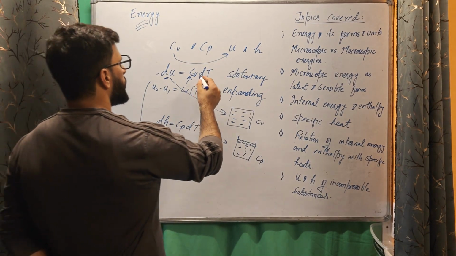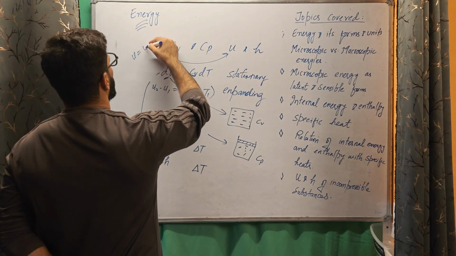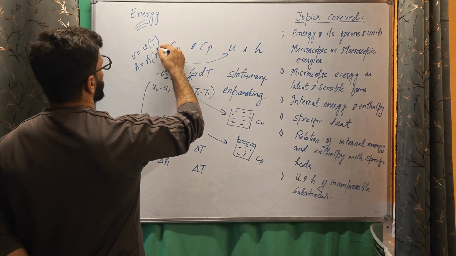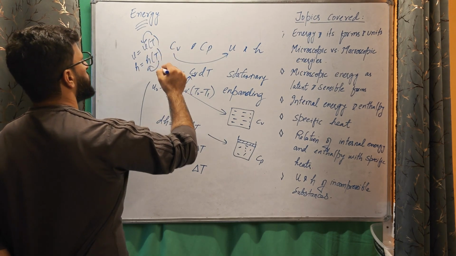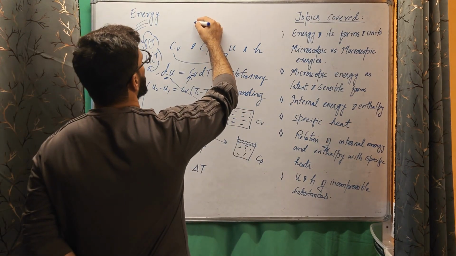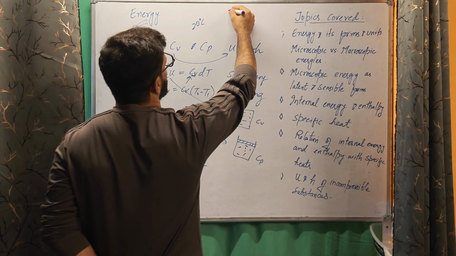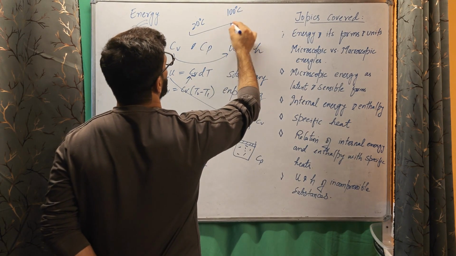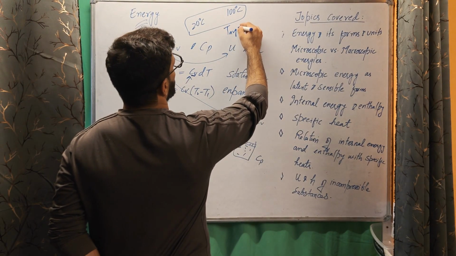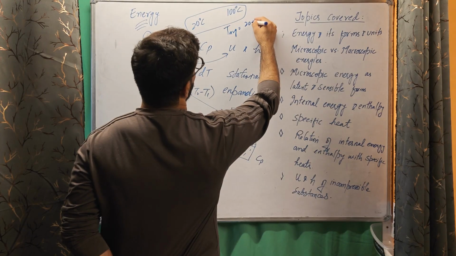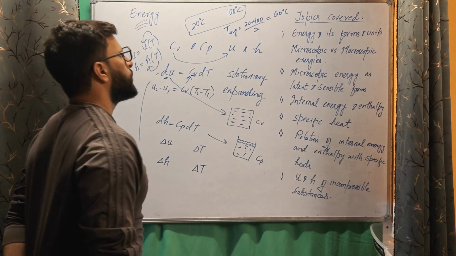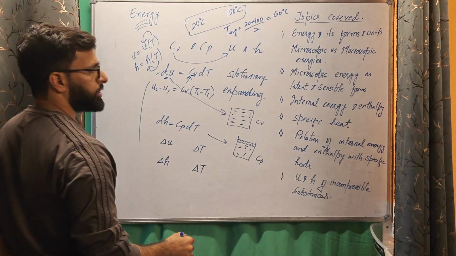How? We know U is a function of temperature, and H is a function of temperature. When temperature changes, U changes, H changes, and CV and CP also change with that. So suppose we raise the temperature from room temperature 20 degrees Celsius to say 100 degrees Celsius. This is our working temperature range for our system. So we take the average temperature of 20 and 100, which is 60 degrees Celsius. We find the values of CP and CV at 60 degrees Celsius.